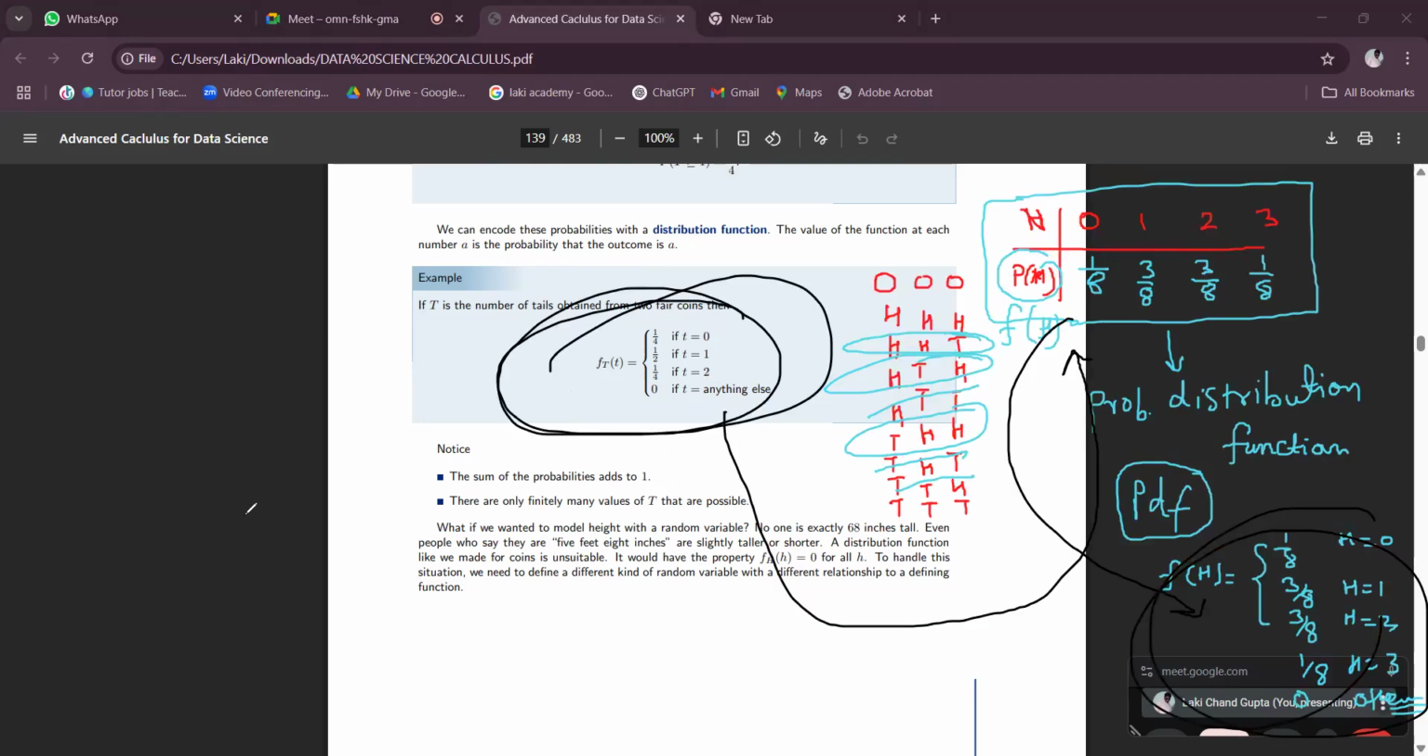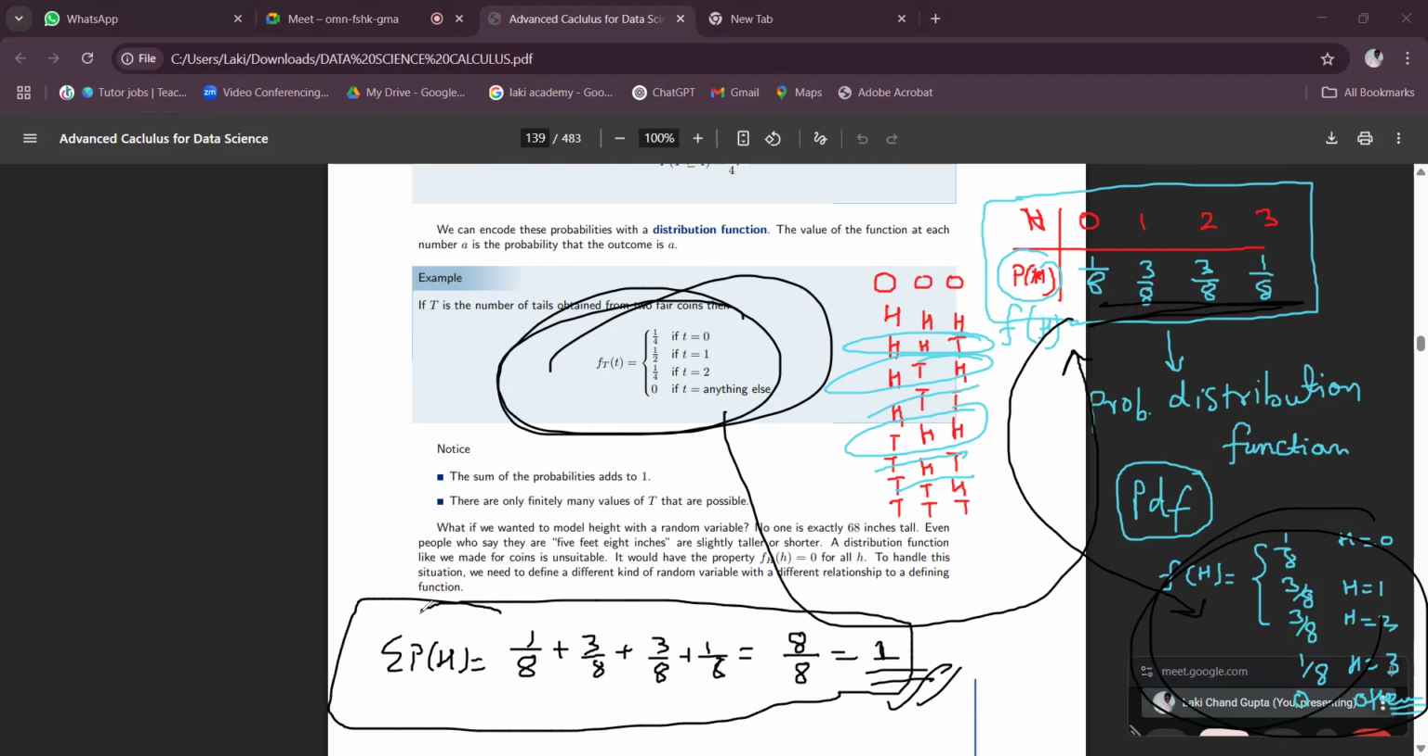In this case, when you add all these, 1 over 8, 3 over 8, 3 over 8, 1 over 8, so 3 plus 3 is 6, plus 2 is 8 over 8, that is 1, right? Summation of probability is equal to 1. Very important result. Understood?